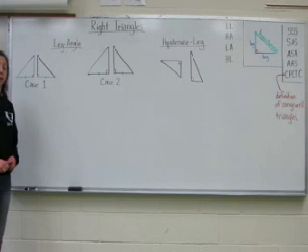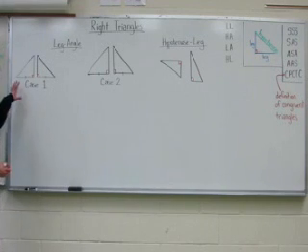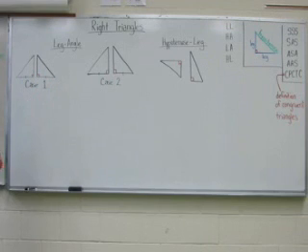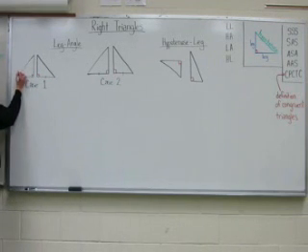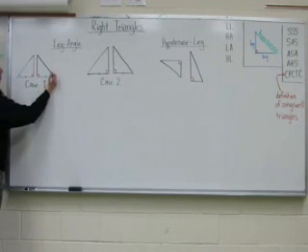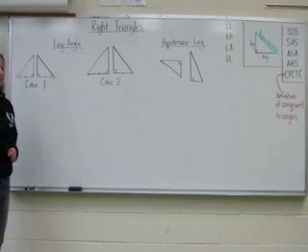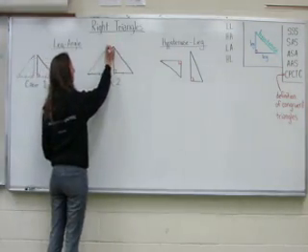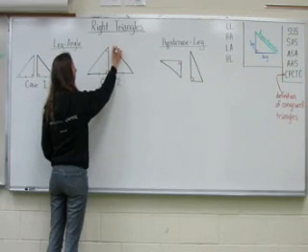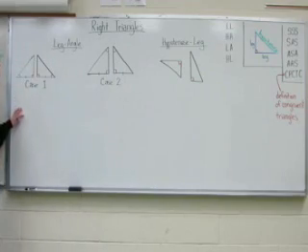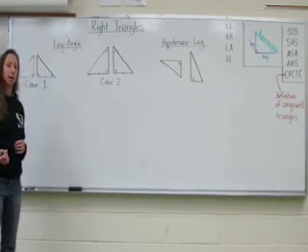For leg-angle, we actually have two cases. If we have two right triangles, and they each have a congruent leg to the other one, you have the possibility of having the angle that touches that leg be congruent, or the angle that does not touch the leg, the angle opposite that leg, could be congruent. So you have to look at each case separately in order to say that we can use them.